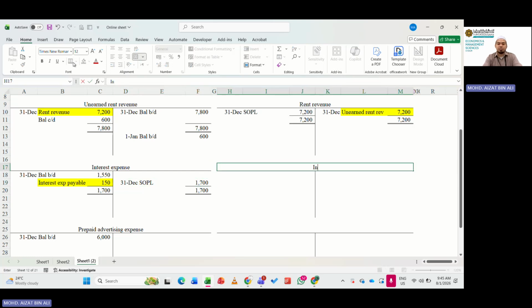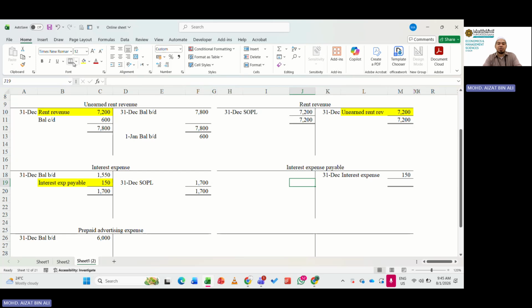Now let's open interest expense payable. You see the word payable, it is a liability. To record in a liability account, it should be credited. We want to increase the liability account. So 31st December, interest expense, 150 ringgit. And we're going to close the account immediately. 150. Then we've got 150 here. This would be the balance CD, 31st December, and then bring it to the next period. Balance BD, also 150.